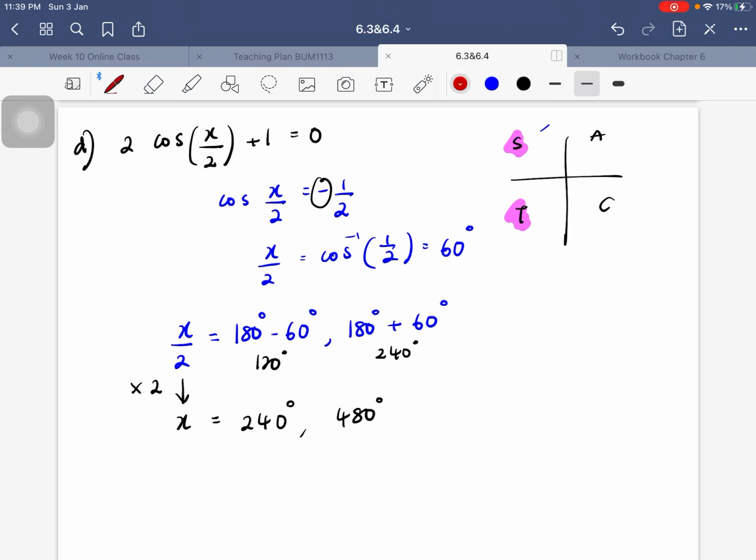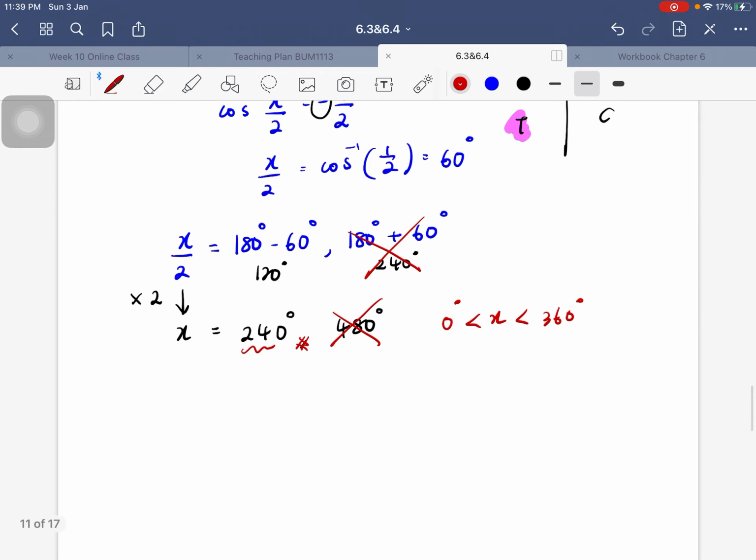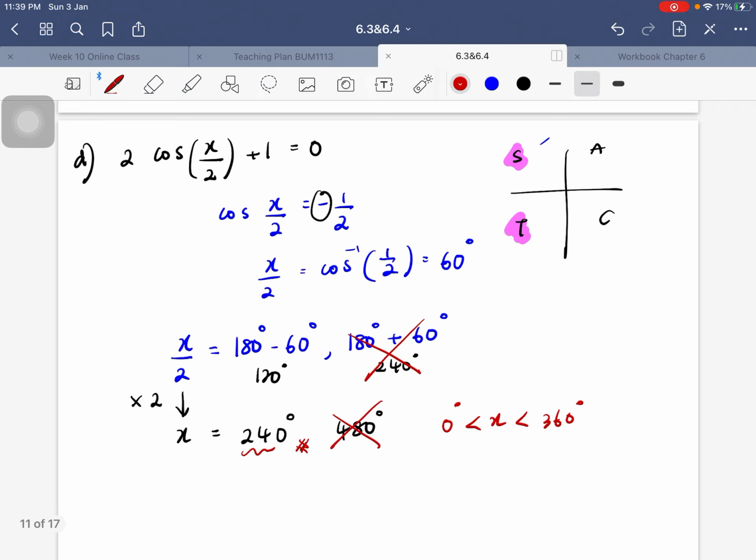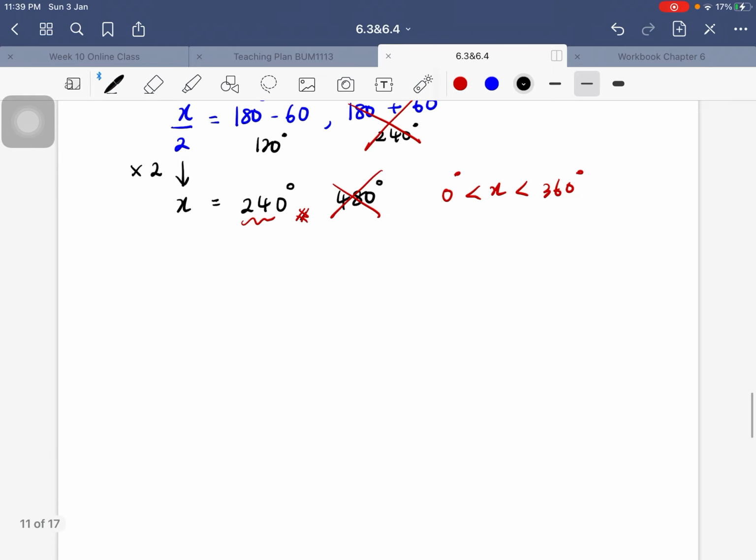But remember, we have a restriction that our value of x should be only between 0 and 360 degrees. So therefore, this is not going to be our solution. Our only solution is going to be 240 degrees because of the restriction. So that is going to be our only value of x. Basically, the calculation is pretty much the same, but you have to be very careful about the restriction.